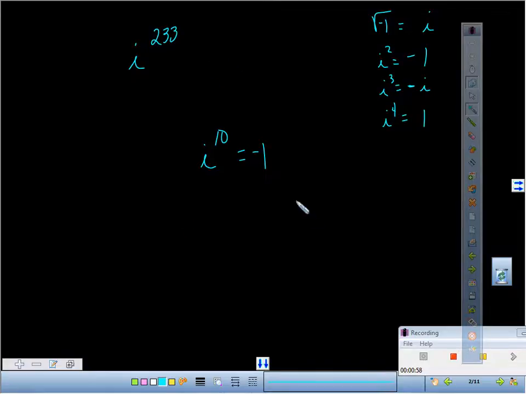So essentially, all you're doing is dividing this number by 4. Every 4, it repeats itself. So I just want to know how many times 4 goes into this number and what's left over. That's the really important thing: the remainder. Like this one, 4 goes into 10 2 times with 2 left over. That's the 2 that I counted down, 1, 2, and got my -1.